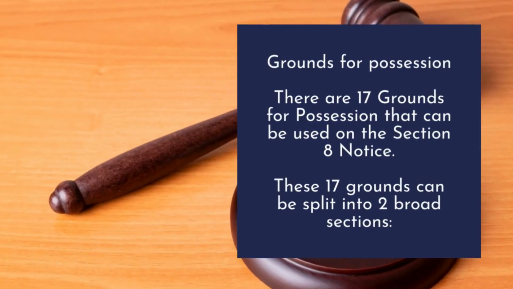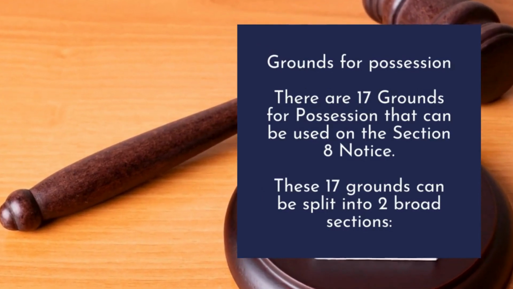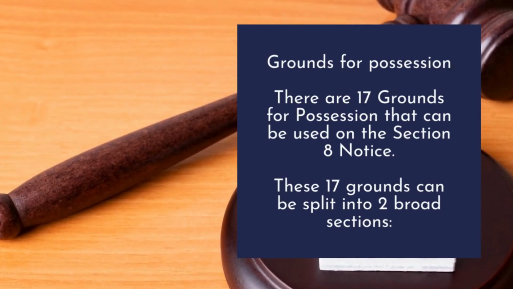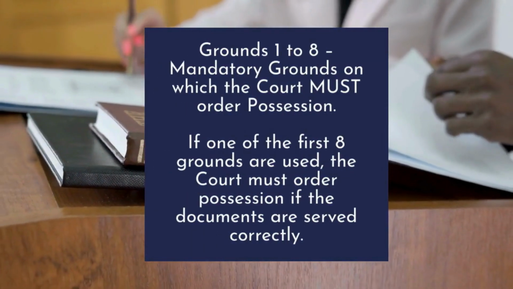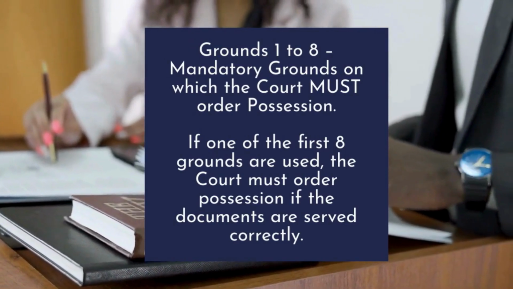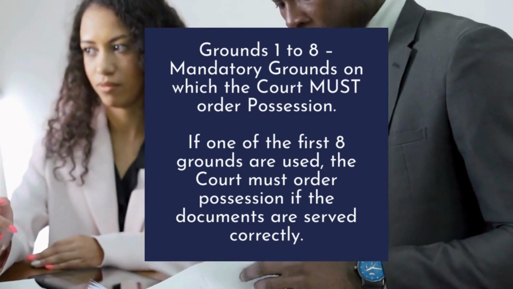Grounds for possession. There are 17 grounds for possession that can be used on the Section 8 notice. These 17 grounds can be split into 2 broad sections. Grounds 1 to 8. Mandatory grounds on which the court must order possession. If one of the first 8 grounds are used, the court must order possession if the documents are served correctly.